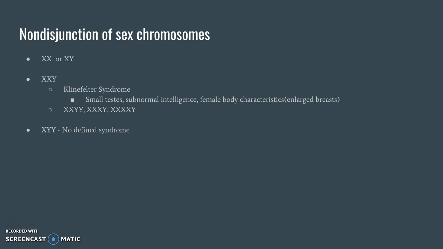XYY. What if you have an extra Y chromosome? Well, that's no defined syndrome, but we do notice that males that have that are taller than usual. There's a possibility for a female to have an extra X chromosome. Now, they cannot be distinguished physically, but genetically we can see that during karyotype.